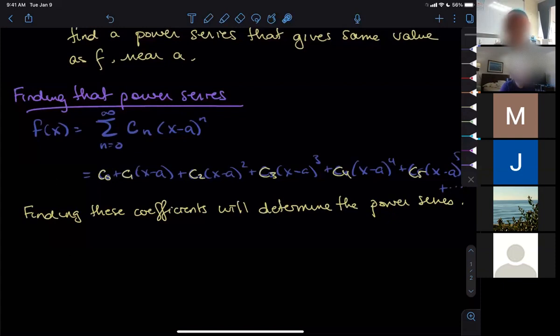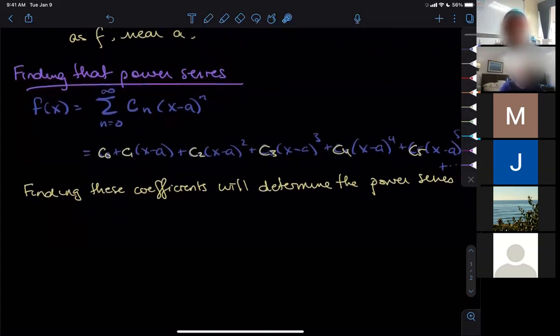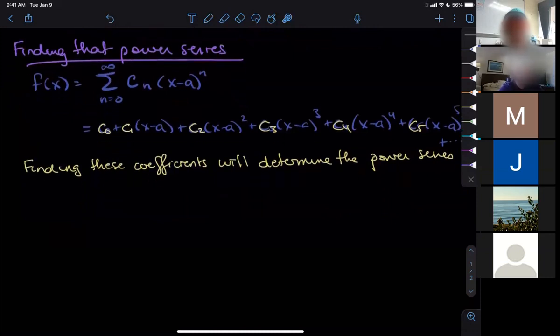We're going to go back and forth. The first thing we're going to do is just plug in a into f of x. Let me just say x equals a.